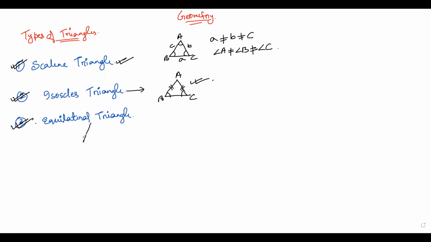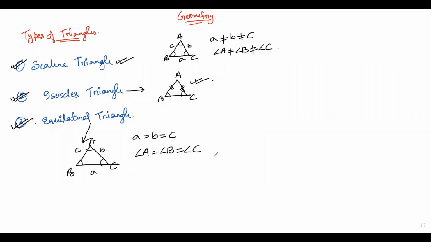Now, a triangle is said to be an equilateral triangle if all the sides and all the angles of a triangle are equal. So, if we have a triangle ABC where the angles are angle A, angle B, and angle C, and the side opposite to angle A is a units, the side opposite to angle B is b units, and the side opposite to angle C is c units. In that case, this triangle would be an equilateral triangle if all the sides are equal, that is a is equal to b is equal to c, and all the angles are of equal measures, that is angle A is equal to angle B is equal to angle C.